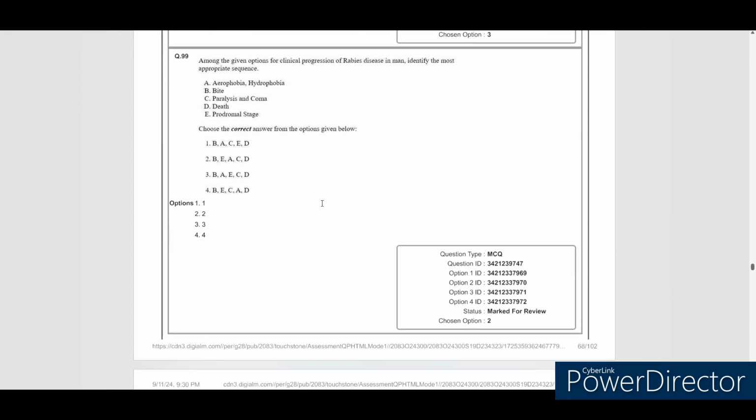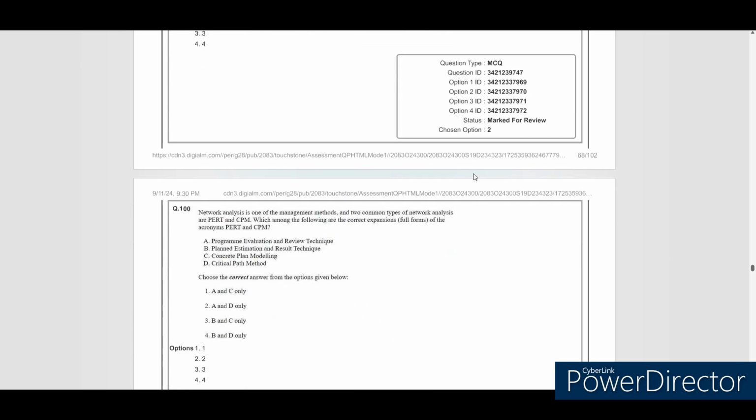Now coming to question number 99, which is very easy and interesting also because they're talking about rabies and they're asking you to tell the appropriate sequence. So any disease, or in this case rabies, the last stage should be death and the starting point should be bite of a dog or any animal. So these are clear, right? Just before death, the sequence should be paralysis and coma. Before paralysis and coma, it should be aerophobia and hydrophobia because it should happen after the prodromal stage. So bite followed by prodromal stage, then aerophobia, hydrophobia, followed by paralysis and coma and death. So the correct option is option 2.